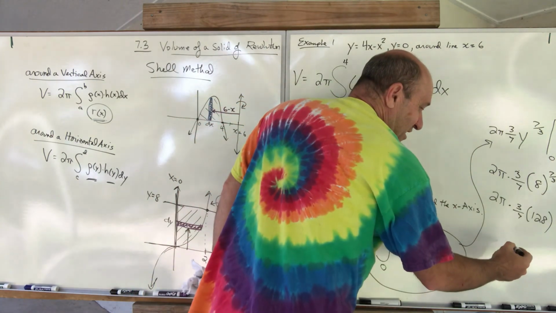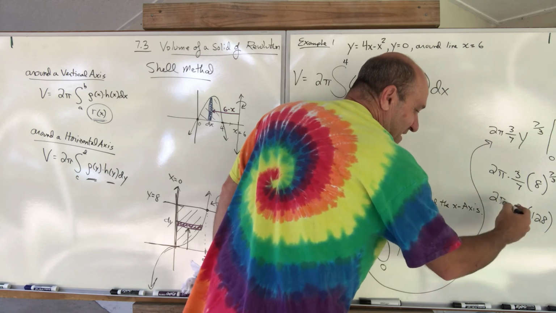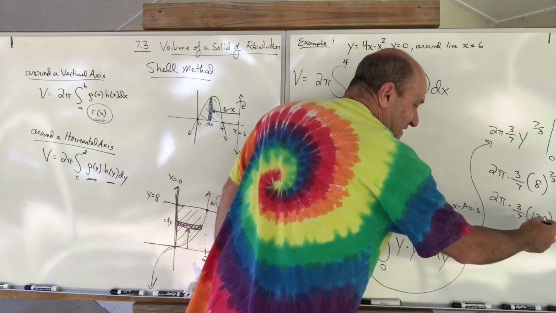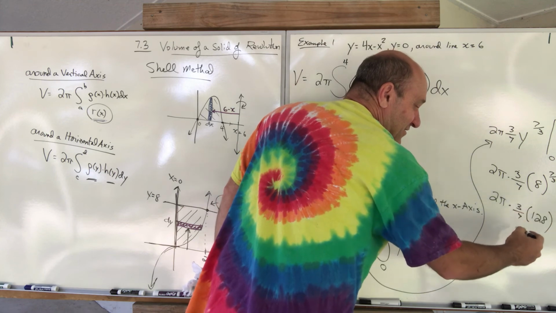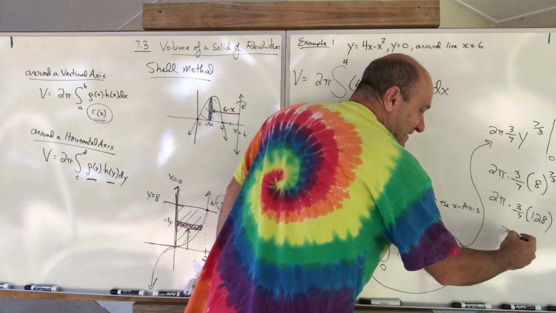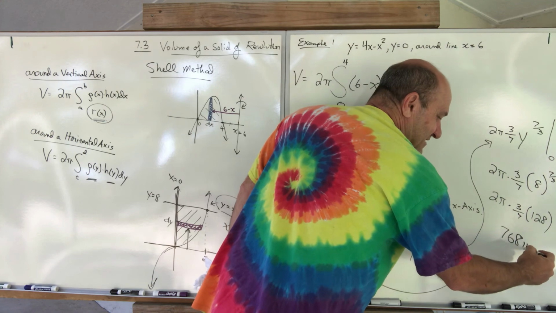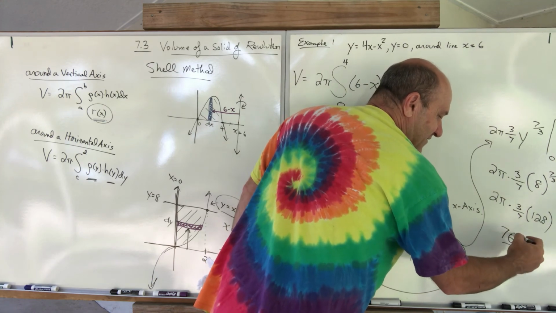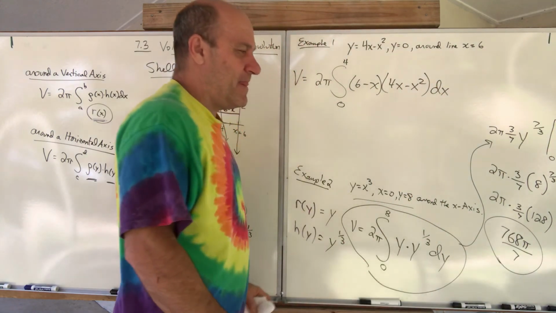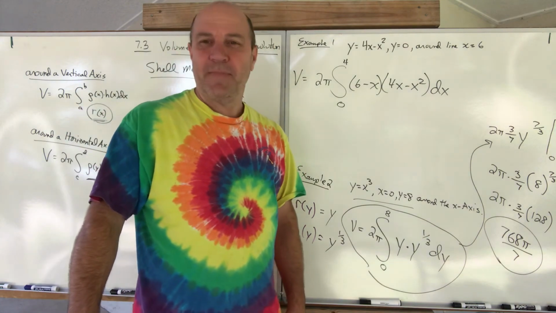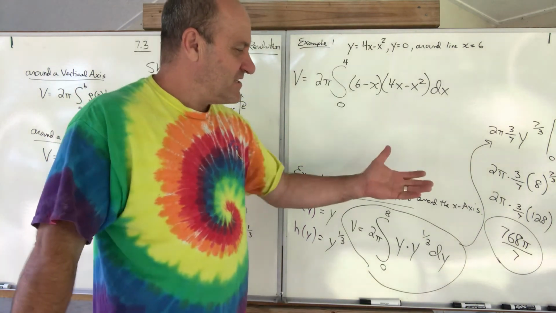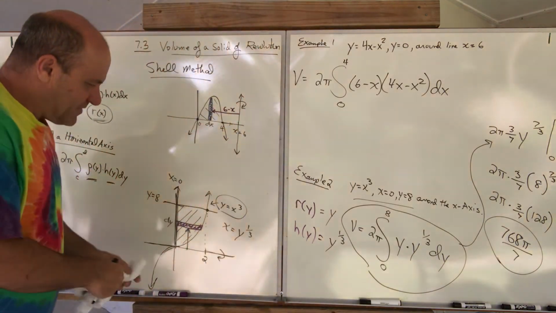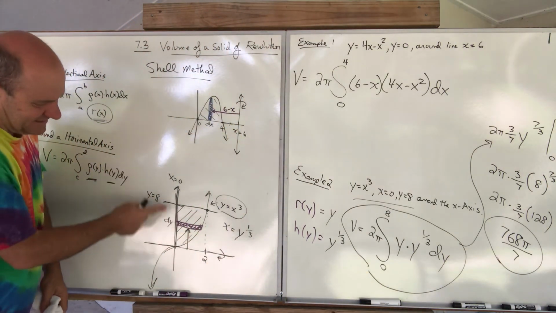Well, all right. Good luck with that. 256 times 3 is 768. 768 pi divided by 7. Not sure I did that right, but I'm kind of confident. That's the volume of this shape spun around the x-axis.